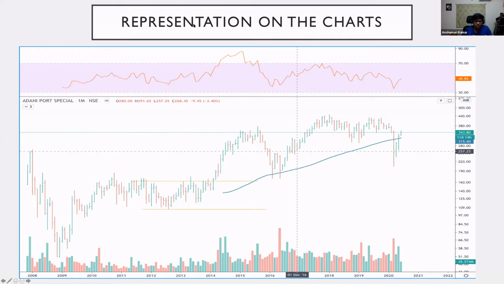And just look at how long this consolidation has taken place, right? You have a consolidation, which is this one, almost from 2011 to the end of 2014. So you had a stock which was basically doing nothing from 2011 to the end of 2014. But when it did finally break out, now what is happening over here when you say that you have a breakout?